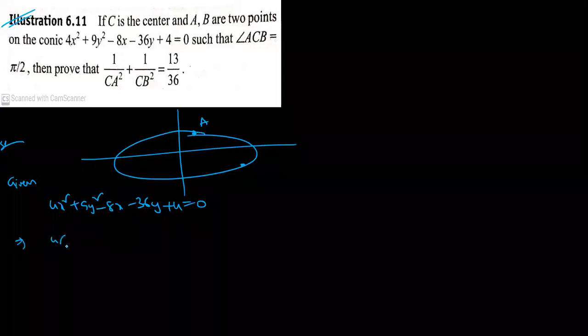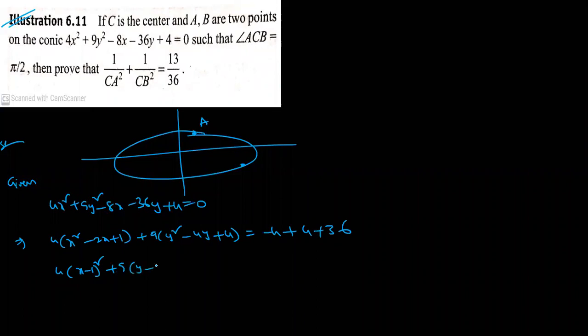So 4 into x square minus 2x plus 1, 4y, 9 times 4 is 36. Again 36 is equal to minus 4. Adding 4 on both sides, adding 36. So what answer is coming? x minus 1 whole square. Any doubt till now? So this one is converting into a perfect square. So adding 36 minus 36, adding 4 minus 4 like that.